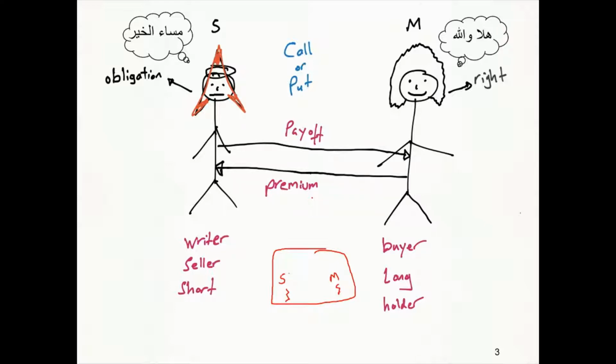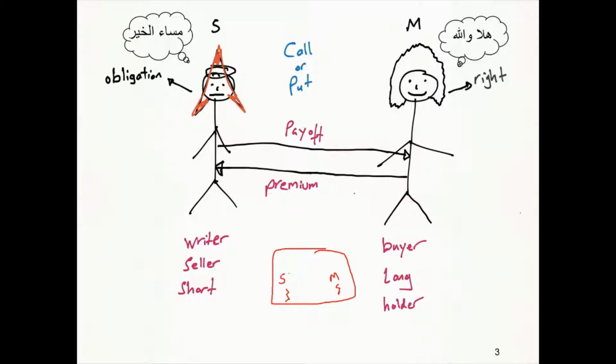Now, as we learned in forwards and futures, there are two ways to settle an option. Either an option could be settled financially or it could be settled physically. When the option is settled financially, when the buyer of the option, the holder of the option, decides to exercise, then the writer of the option will pay the payoff.